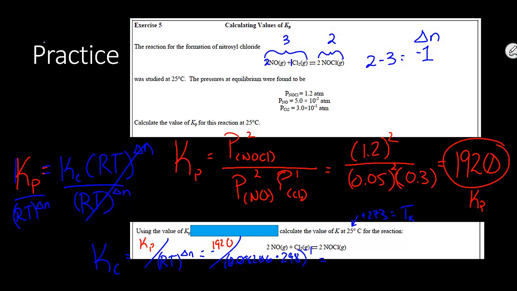And with all of that in place, we are ready to roll. 1920 divided by that expression gives us a Kc value of 46,950.